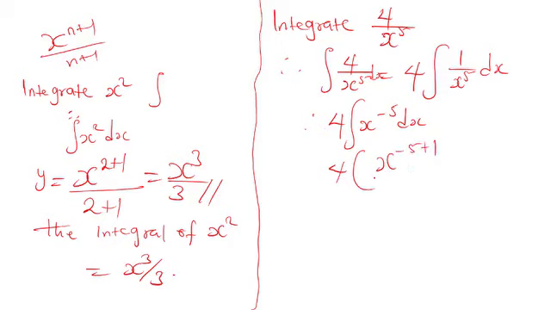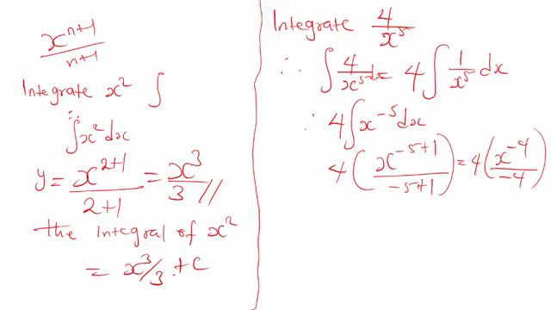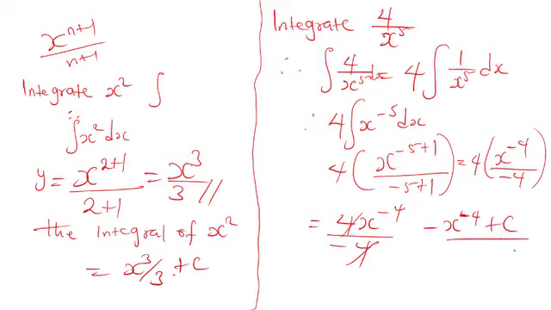Minus 5 plus 1 all over minus 5 plus 1, which is equal to 4 in bracket x to the power minus 5 plus 1, which is minus 4, all over minus 4. But remember, in integration you always add what? Plus the constant term. So we now have 4x to the power minus 4 all over minus 4. Now 4 goes with 4, we have minus 1, so we have minus x raised to the power minus 4 plus the constant term.